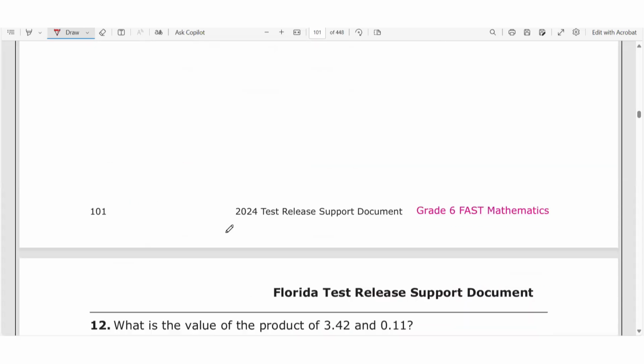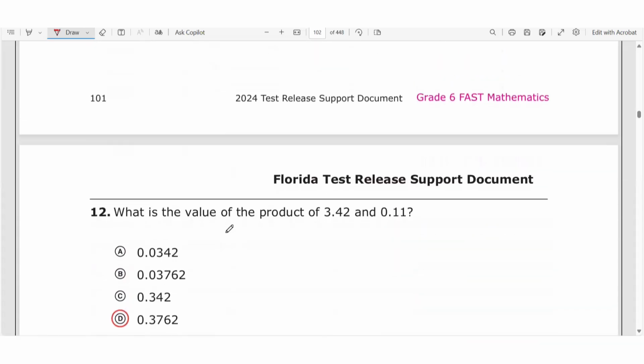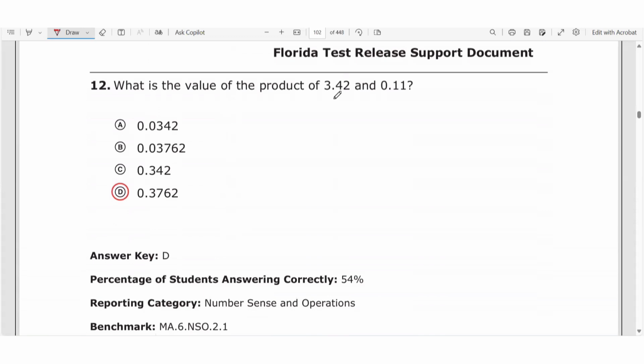Let's take a look at number 12. Number 12 says, what is the value of the product of 3.42 and you want to multiply this by 0.11. Let's just quickly run through this. So 1 times 2 is 2, 1 times 4 is 4, 1 times 3 is 3. We could put a placeholder here. 1 times 2 is 2, 4, 3.